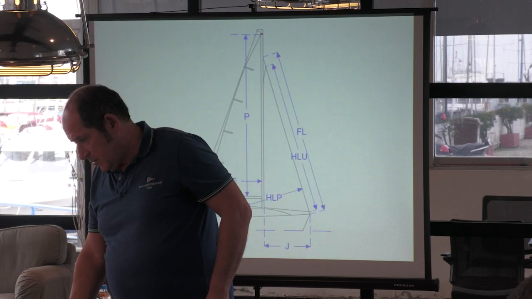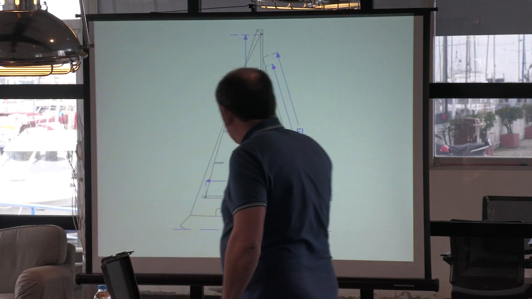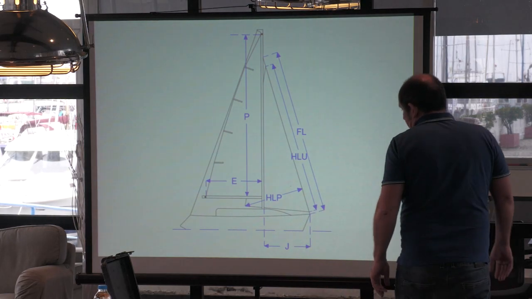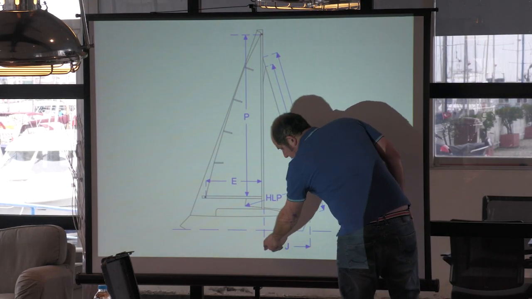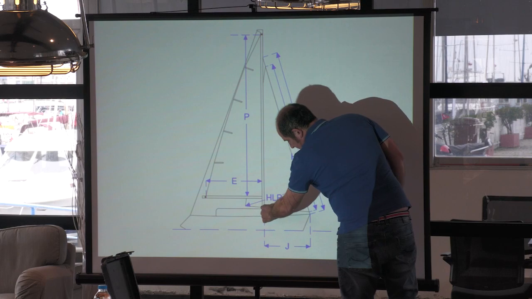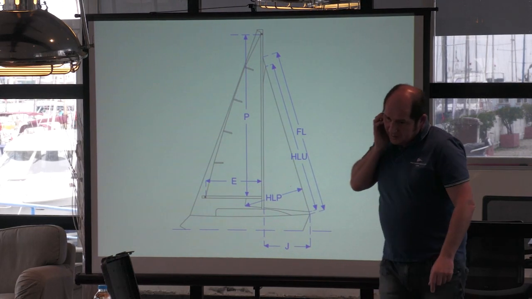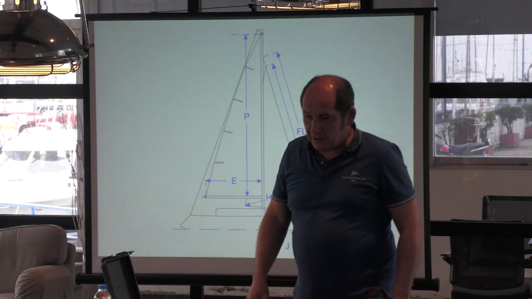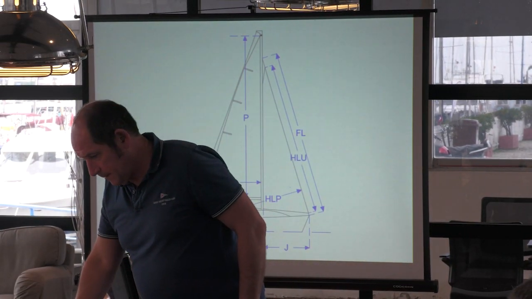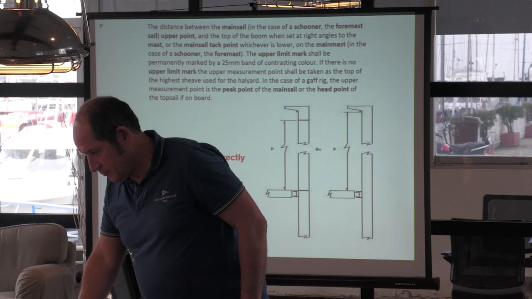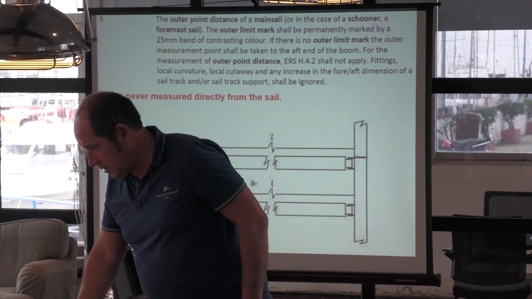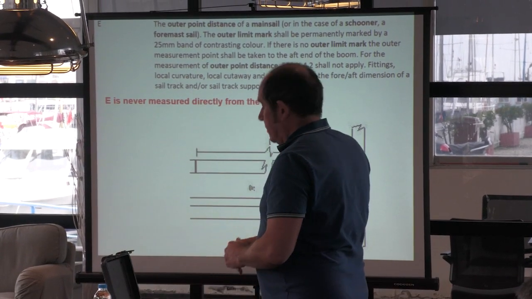Now we look for J. Okay, J measurement here, from the foremost part of the mast to the point where the forestay and the hull meet. Okay. J.